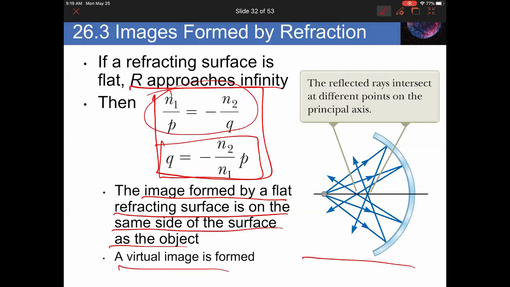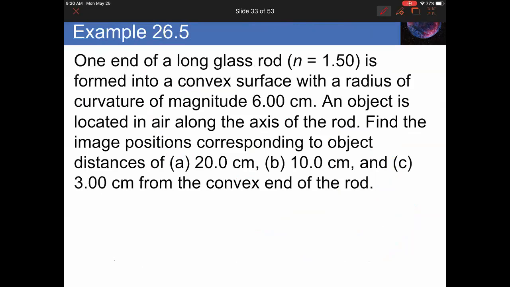This is where the reflected rays intersect at different points of the principal axis. Then we're going to consider thin lenses, where things are a little bit different in terms of where the image will be. All right, so one end of a long glass rod, where the index of refraction is 1.5, is formed into a convex surface with a radius of curvature of magnitude 6 centimeters. An object is located in air along the axis of the rod. Find the image positions corresponding to object distances of 20 centimeters, 10 centimeters, and 3 centimeters from the convex end of the rod.